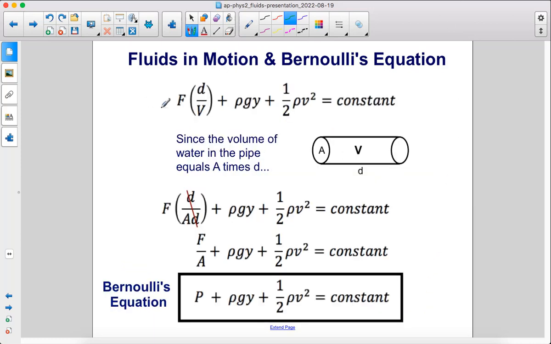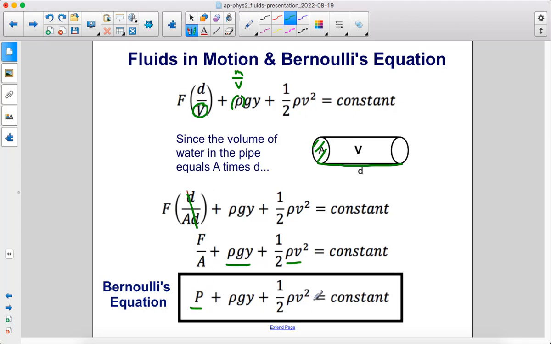All right, so from the previous slide, we have force times displacement over volume. We had M over V, mass over volume, and we replaced that with rho because that's the definition of density. Since the volume of water in the pipe equals this cross-sectional area A times this horizontal displacement D, we can replace volume with area times displacement. Now we have D in the numerator and in the denominator. Cancel those out, and we get force over area. And we still have our gravitational and kinetic energies here. Force over area, by definition, is pressure.